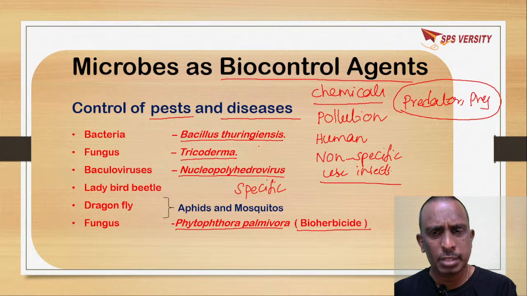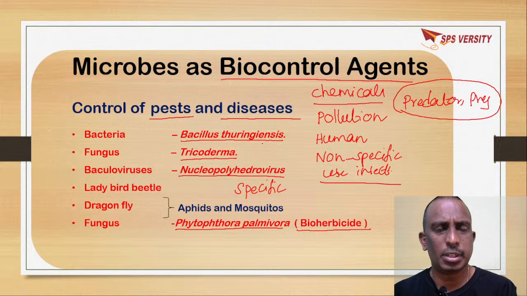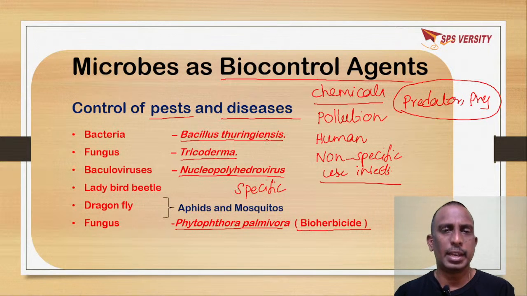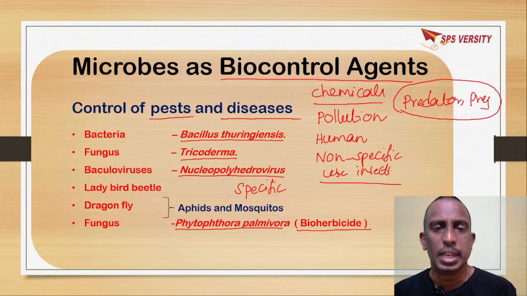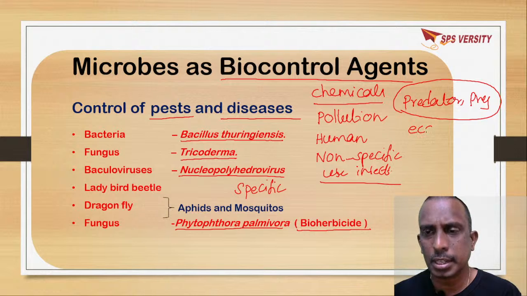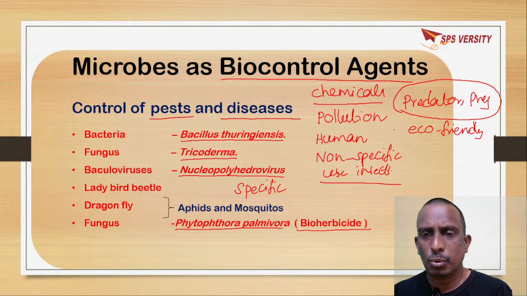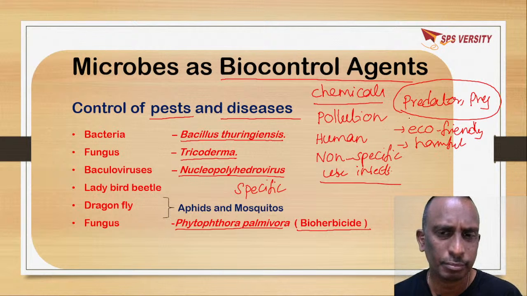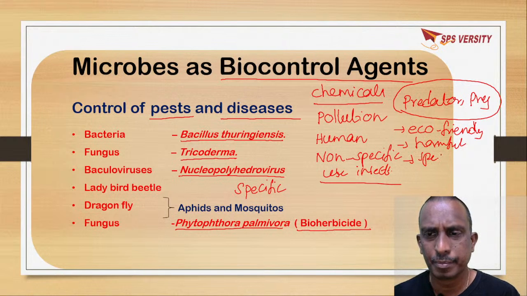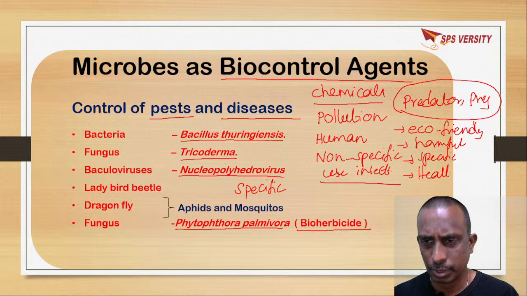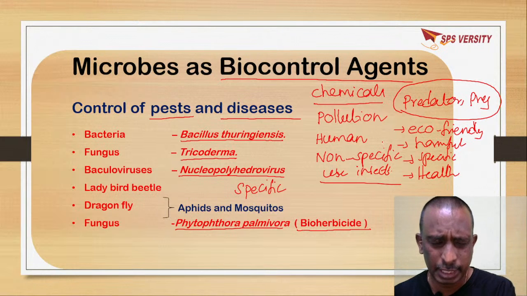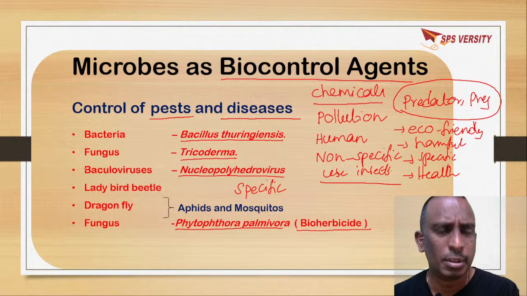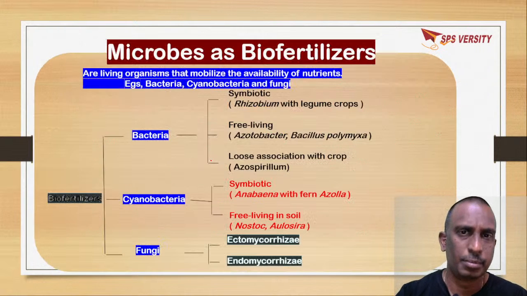Okay. So nowadays we are using many biopesticides, bioherbicides, bioinsecticides, which are eco-friendly. They don't cause any harm to nature. And they will kill only the harmful pathogens. They don't affect the useful ones. And they are very specific. Okay. So they don't cause any health hazards. No health hazards. So like this, there are a lot of uses of the biocontrol agents.